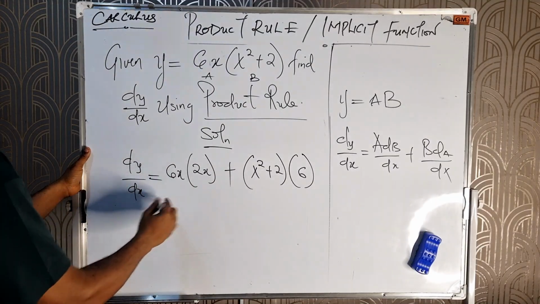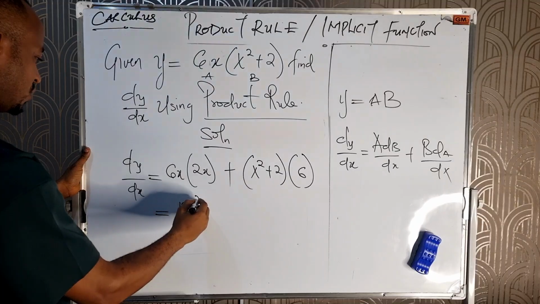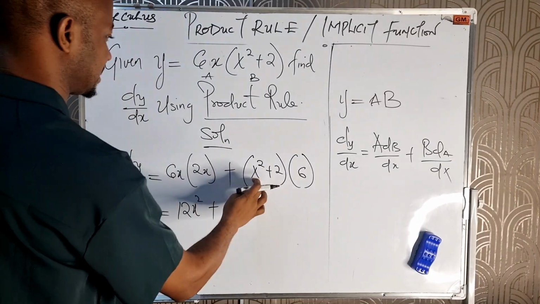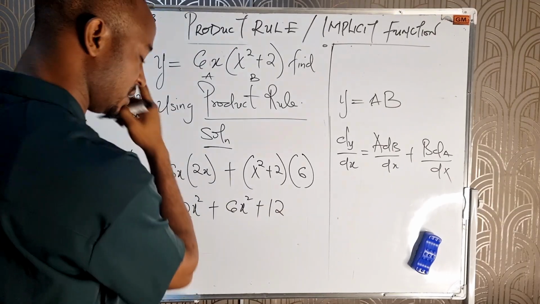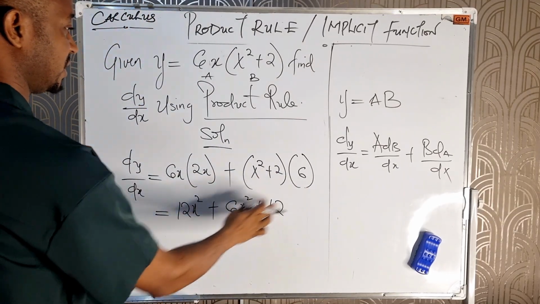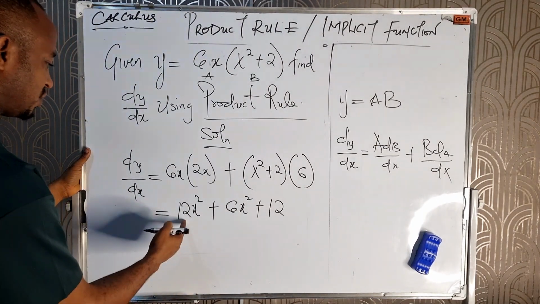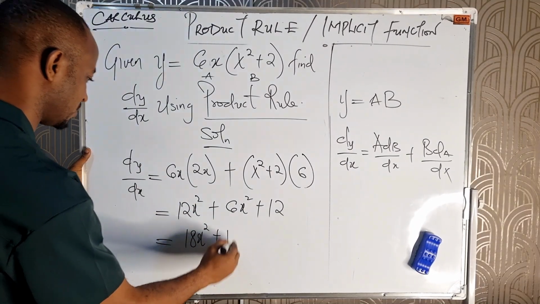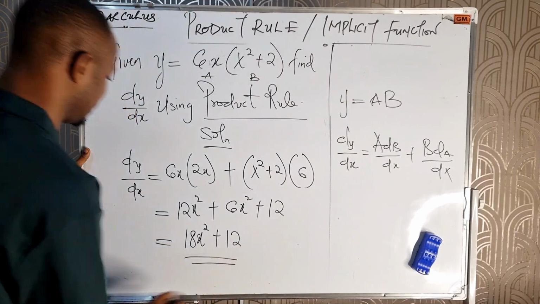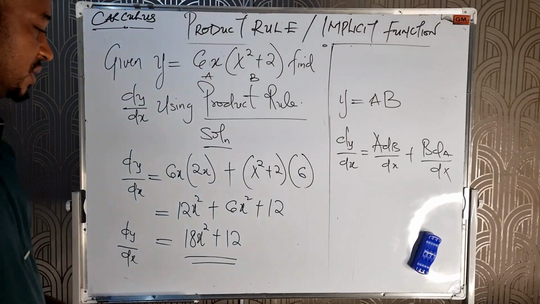So by the time we multiply this out, this will give us 6x times 2x will give us 12x², right? Plus 6 times x² will give us what here? 6x² plus 12, right? 6 times x² is 6x². 6 times 2 is 12. So these two are like terms, so they can be added together. So this will give us 12x² plus 6x² is 18x² plus 12. This is our final answer. So my dy/dx is equal to this.